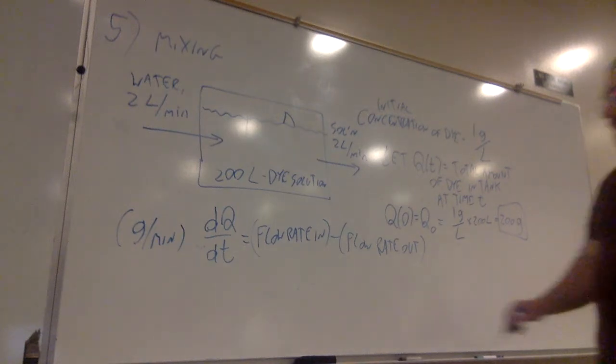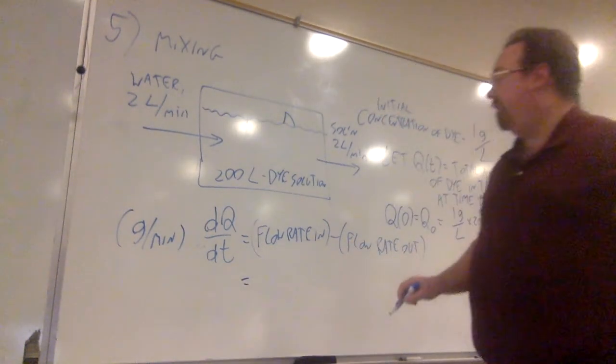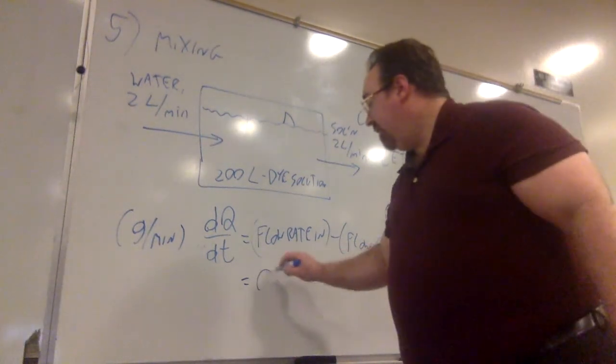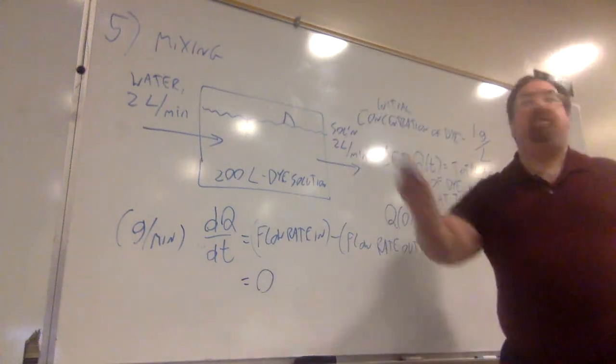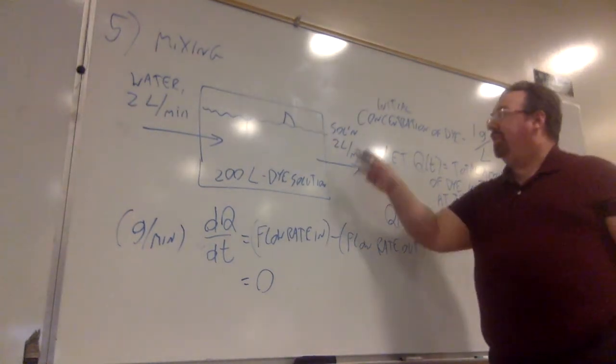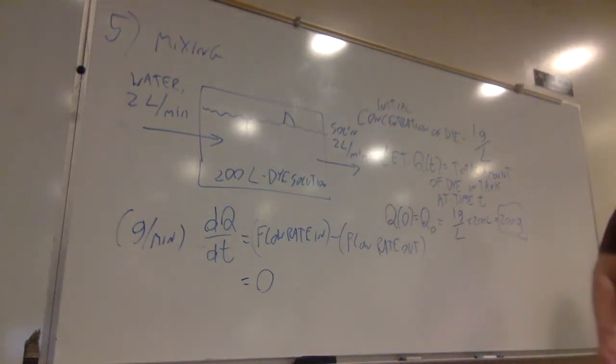Now, in this case, we can conclude that the flow rate in is 0 because there is no dye entering the tank. It's only water. So the interesting part of this will be how much dye is leaving the tank per unit of time.